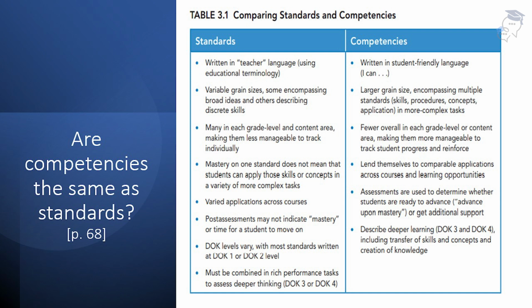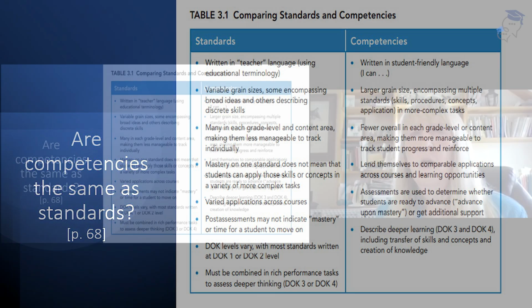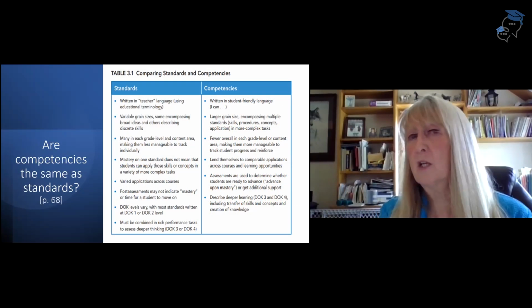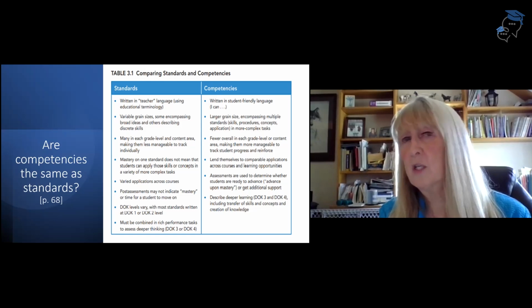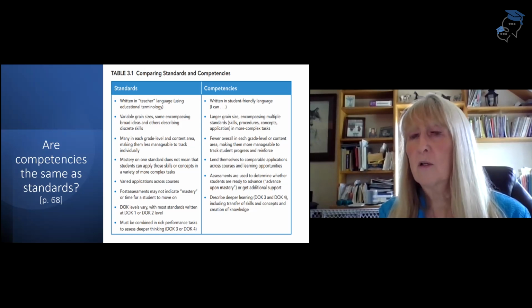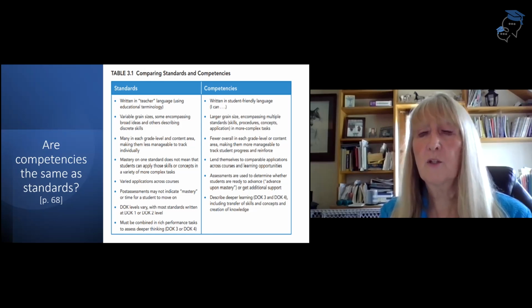DOK levels vary with standards. A lot of standards are written at a low level. It isn't until you combine standards together that you can get to DOK 3 or 4. If you are working in a standards-based system, you might want to take a minute and just think about, are we doing the things in the standards list? And could we see how we could bundle standards and make them more manageable to track? That's a good first question.